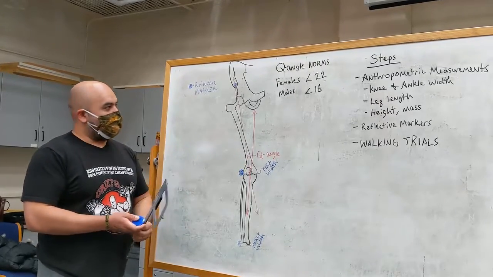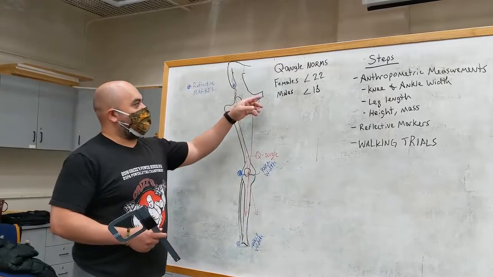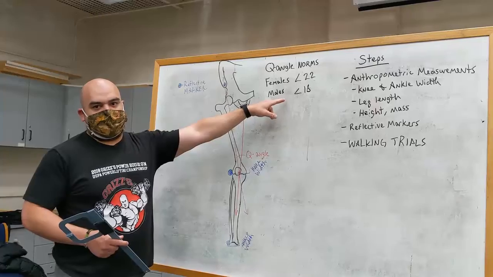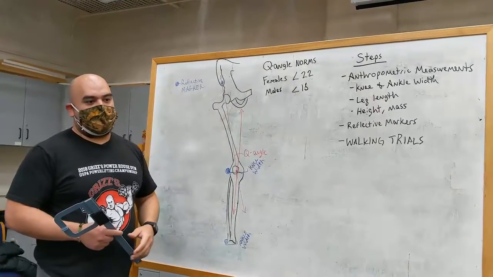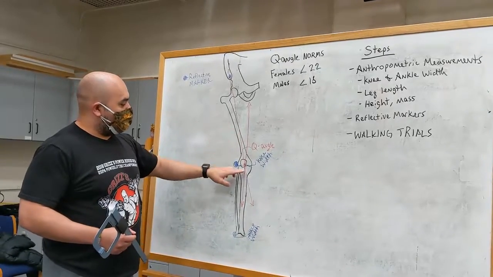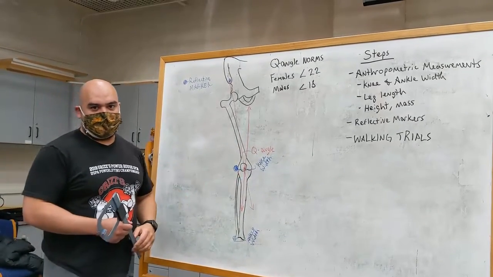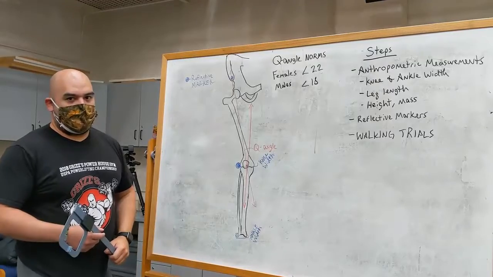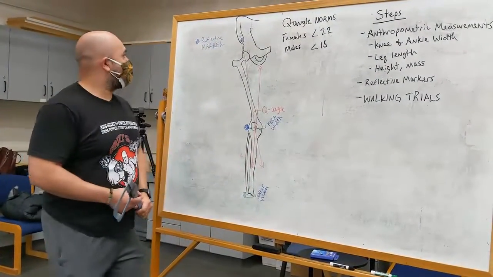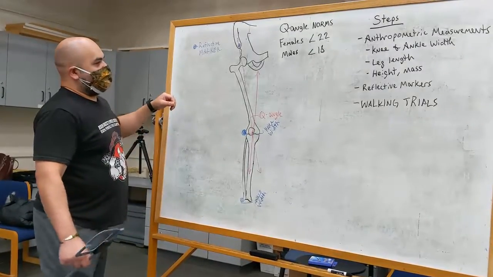Some of the Q angle norms for females is less than 22 degrees and then less than 18 degrees for males. The importance of that is the fact that a larger Q angle puts a lot of stress onto the knee. So a lot of times during walking, when we take a step, our Q angles can increase.